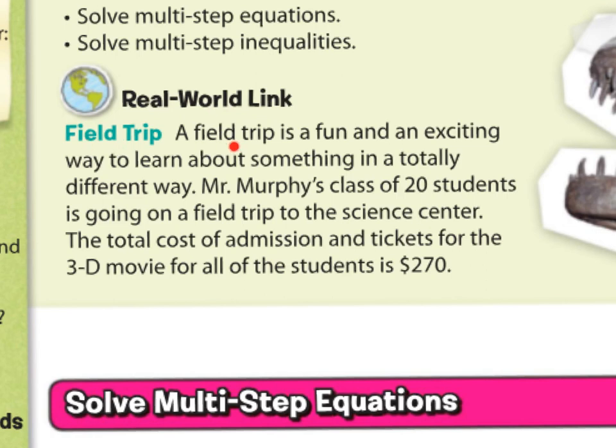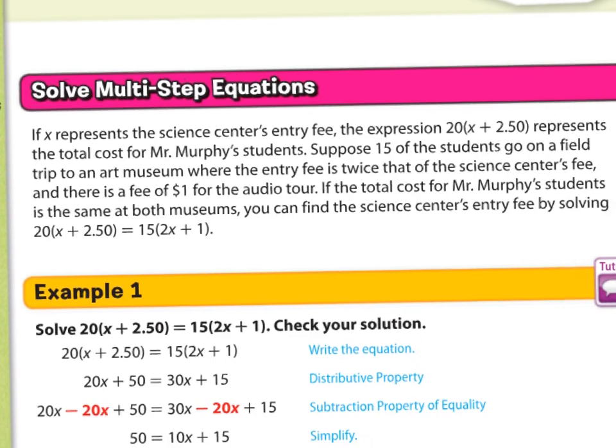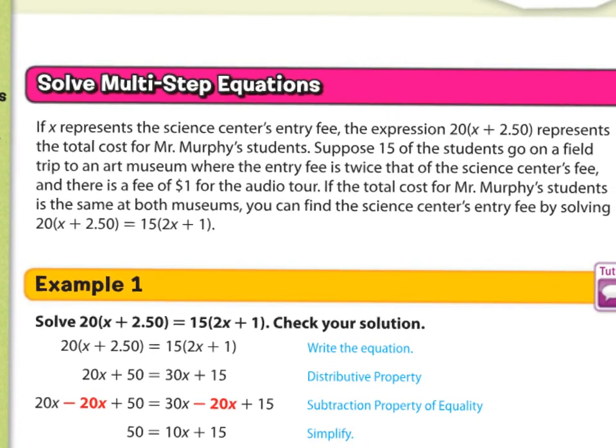Field trip. A field trip is a fun and exciting way to learn about something in a totally different way. Mr. Murphy's class of 20 students is going on a field trip to the Science Center. The total cost of admission and tickets for the 3D movie for all the students is $270. So that looks like our total and the number of students. If we look, this is the way we should analyze this real world context.